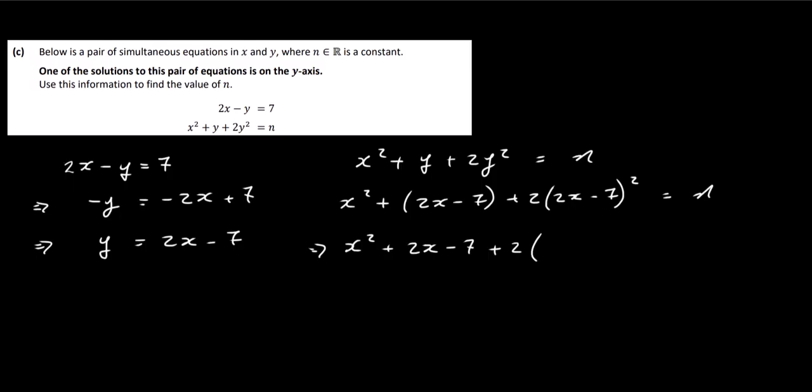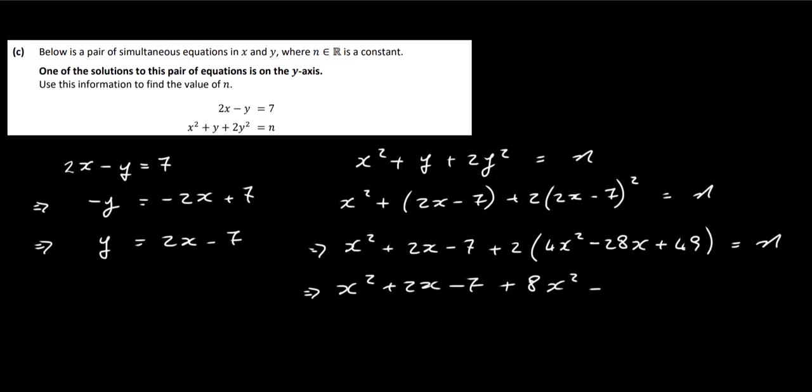So if we do all this out, then we should get x squared plus 2x minus 7 plus 2 times, well, let's just square this out. So we've got 2x squared, which is 4x squared. We've got to multiply these two together and double it. So that's minus 14, double it, which is minus 28x. Then square this, which is plus 49. And then that's equal to n. Let's keep going then. We've got an x squared plus 2x minus 7 plus 8x squared minus 56x plus 98 is equal to n.